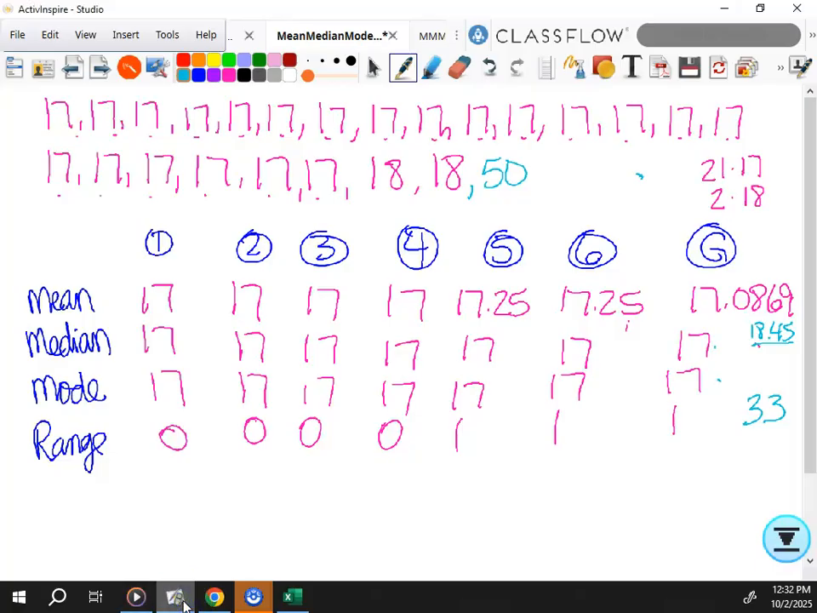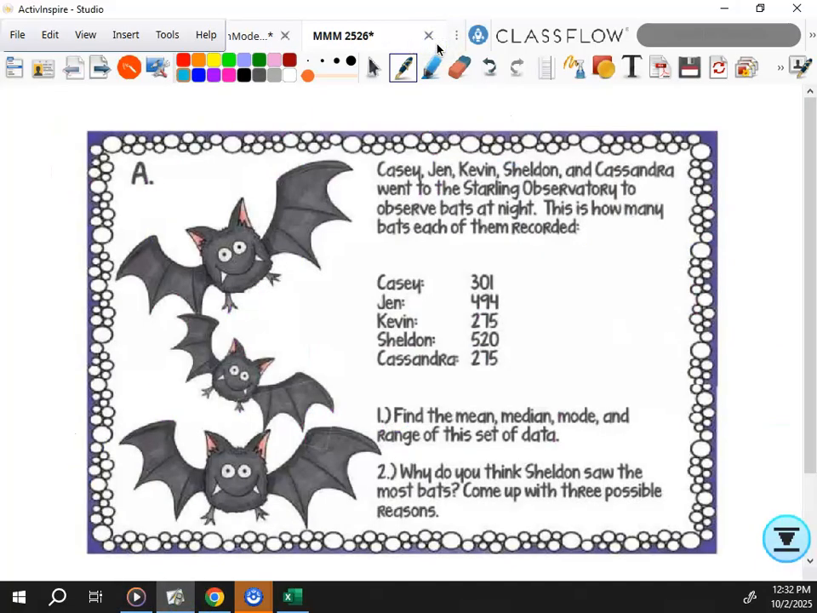All right, so I'm going to give you little cards that look like this, okay? Oh, let me give you the paper first. Hang on. What did I do with the papers? All right, so we're going to go through these and talk about them all together. One group did A completely, another group did at least some of A, so you can kind of check the other group. Casey, Jen, Kevin, Sheldon, and Cassandra went to the Starling Observatory to observe bats at night. This is how many bats each of them recorded.